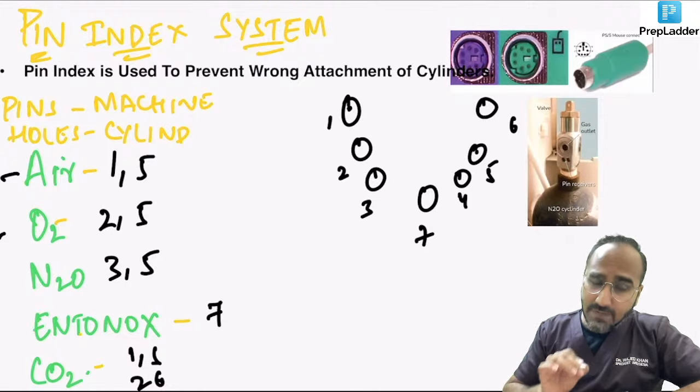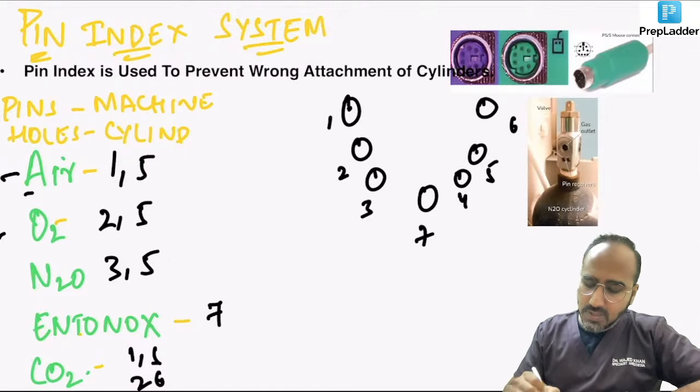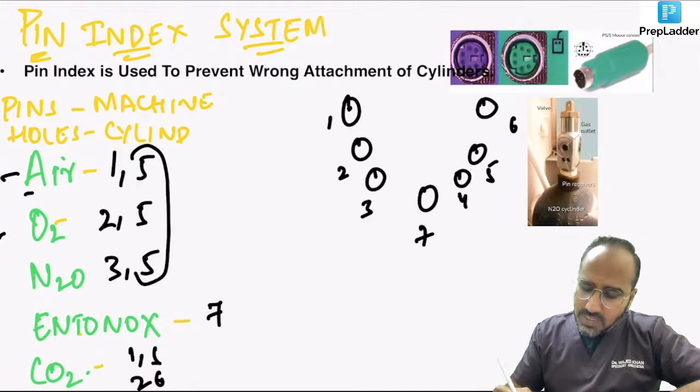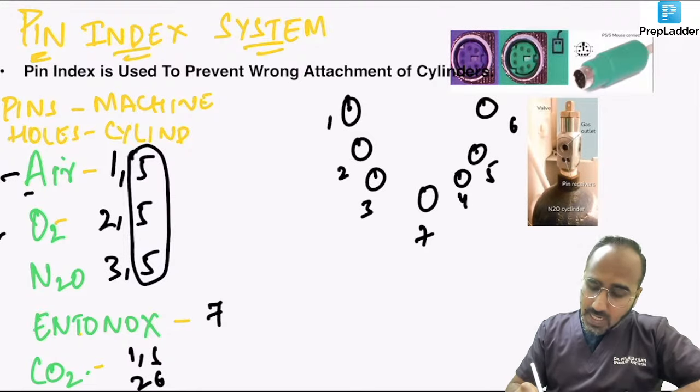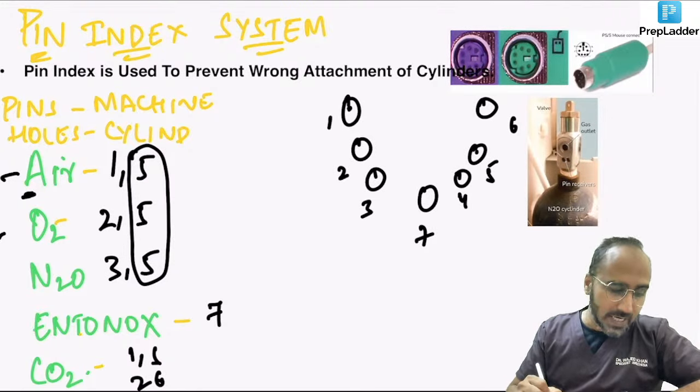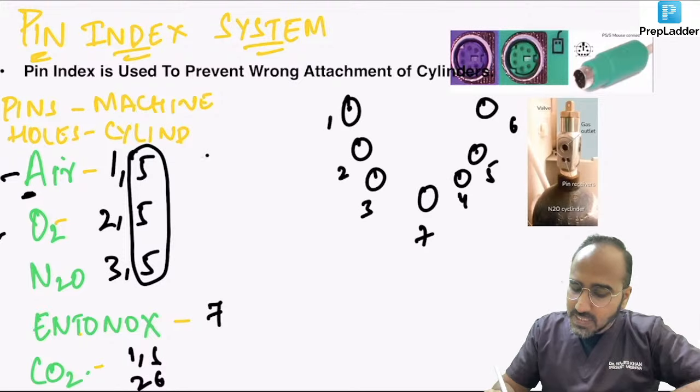Air. When anyone asks you about the air pin index system, air starts with the alphabet A. But before that, one thing is common between air, oxygen and nitrous. What is that common thing? The second pin index is 5. So we just have to remember the first one. For remembering the first one, air starts with alphabet A, and A is the first alphabet of English. So it will be 1, 5.